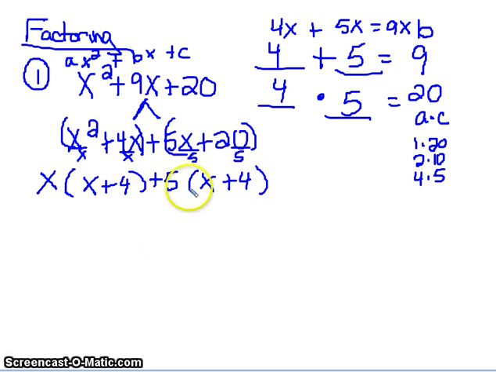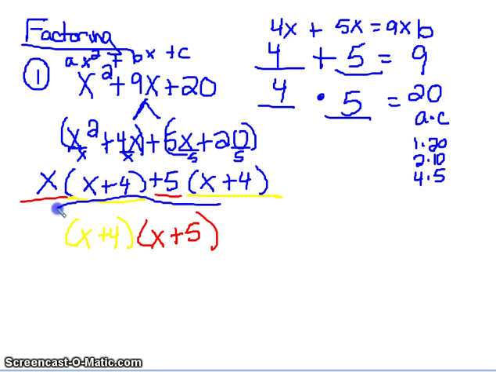So what we have at this point is we can see a common factor. What they share is the x plus 4, and what's left over is the x plus 5. So my answer is x plus 4 times x plus 5.